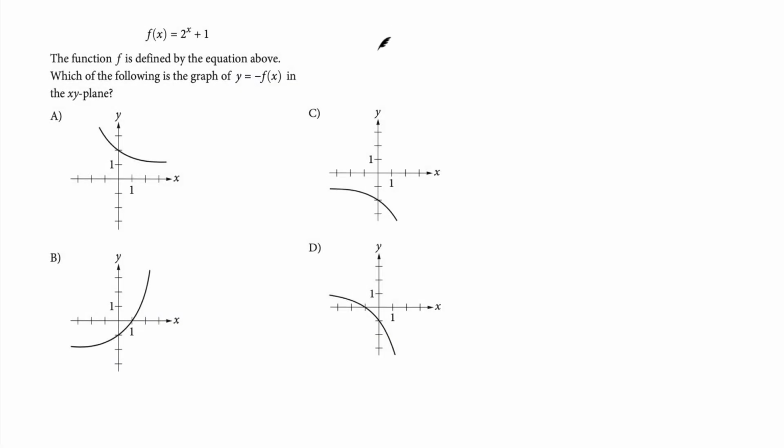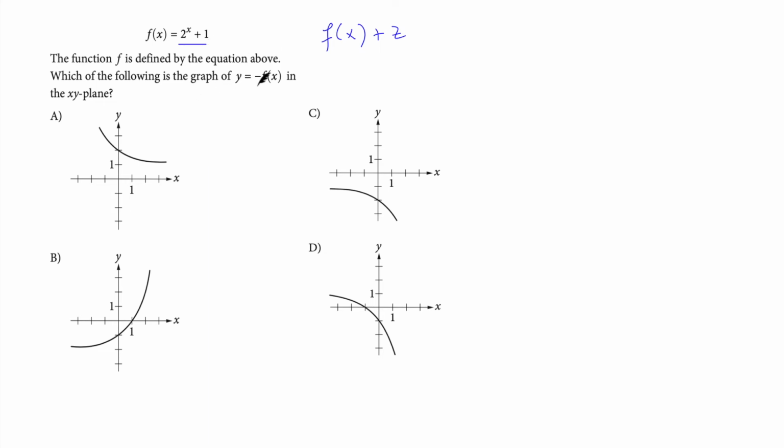Now that you are familiar with these graphs, let's have a look at this past paper question. F of x equals 2 raised to power x plus 1. Okay, so this is a vertical shift. This is basically f of x plus z. So our base graph is basically moving 1 unit upwards. This is something you should immediately identify.